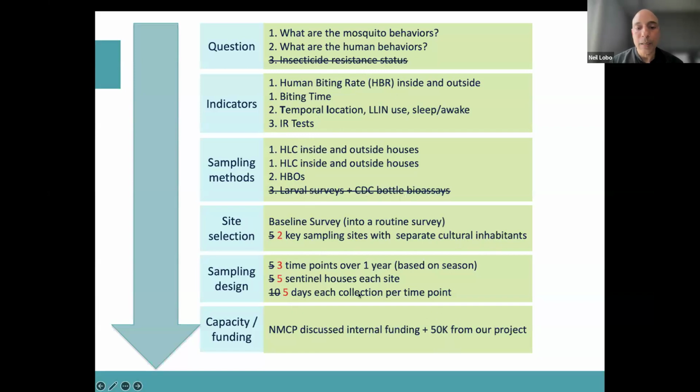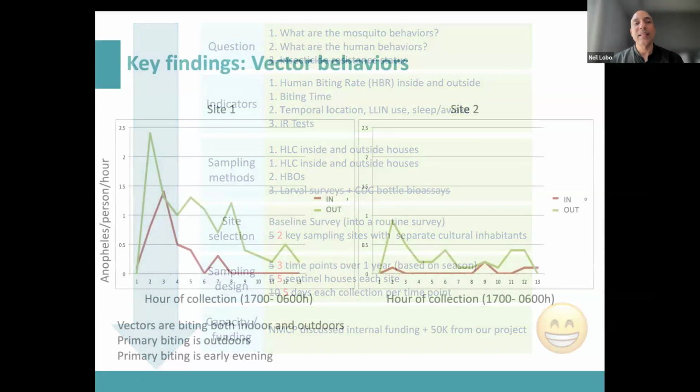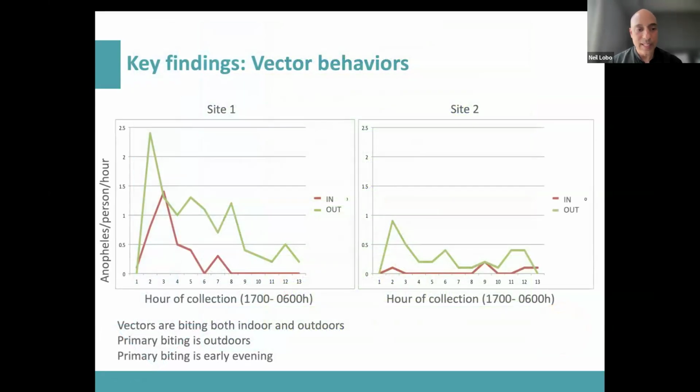And this was our final plan that we wanted to implement to answer our question, will bed nets be useful at our site? And now I'll go over the data and hopefully, I love these slides, so I hope you'll like it. So this worked. And so this is the vector behaviors, 2 sites.